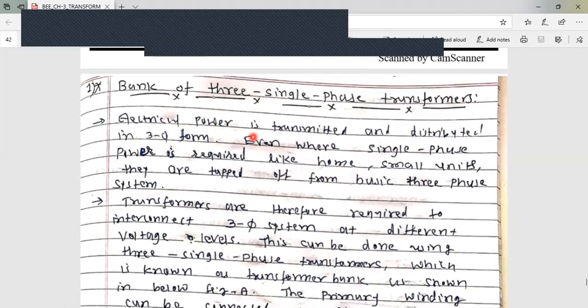In this type of three-phase transformer we use three single phase transformers. We will see the figure next, but first, electrical power is transmitted and distributed in three-phase form. Even where single phase power is required, like homes and small units, it is tapped off from the basic three-phase system. It means that the supply from the power station is three-phase, but for home appliances and small units, it can be converted from three-phase to single phase.